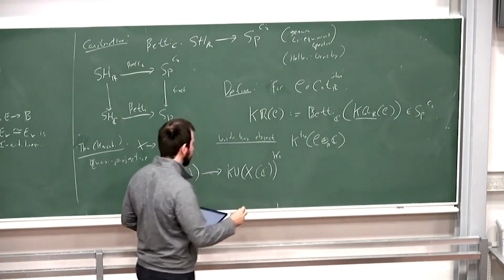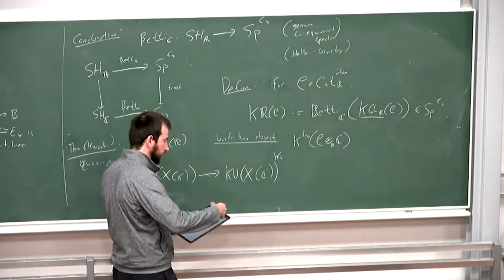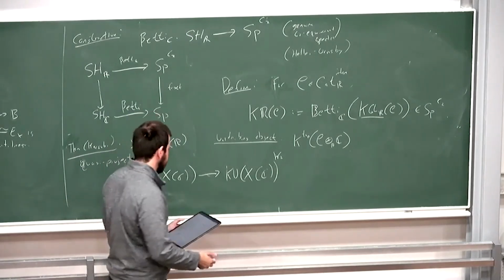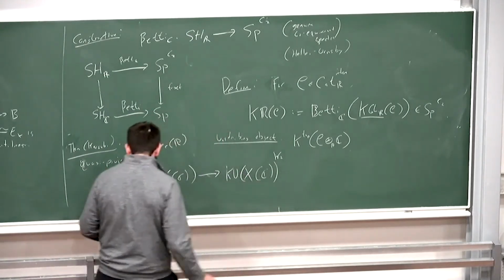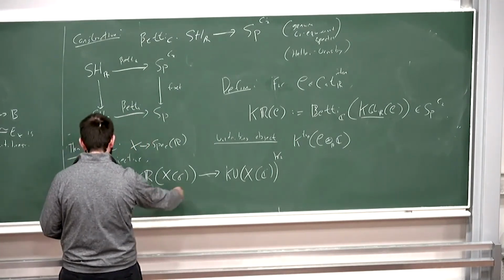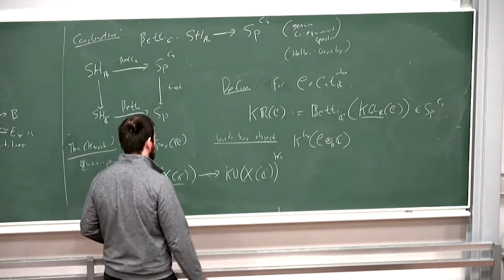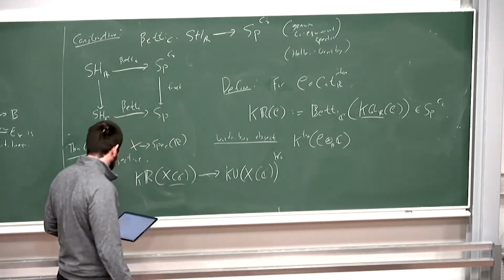Note that complex points of a real scheme will be the same as complex points of the base change to C. So this side is the aperiodic Atiyah real K theory of X, the complex points. This is what you expect it to be.